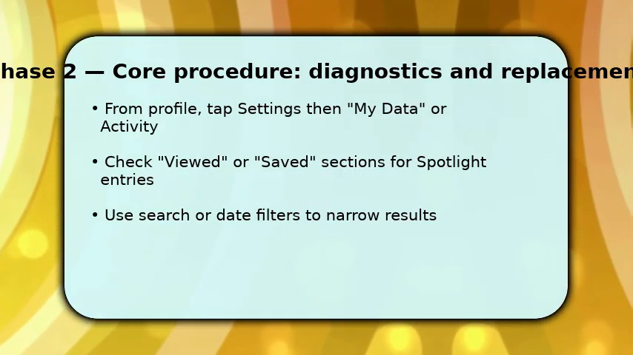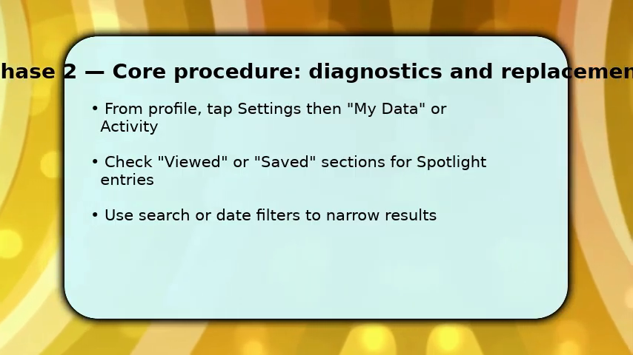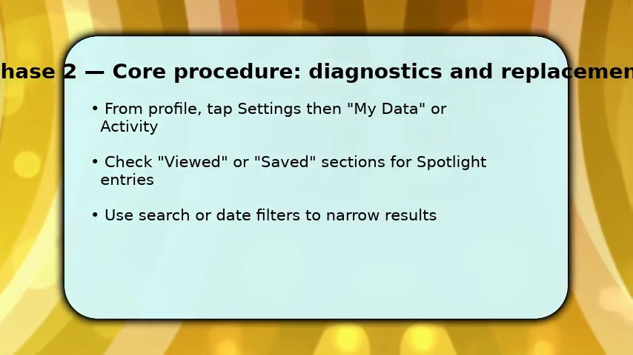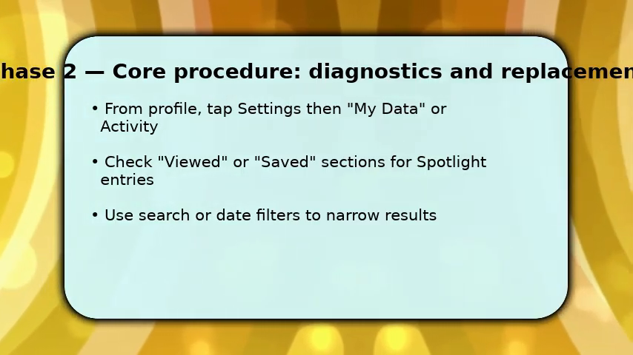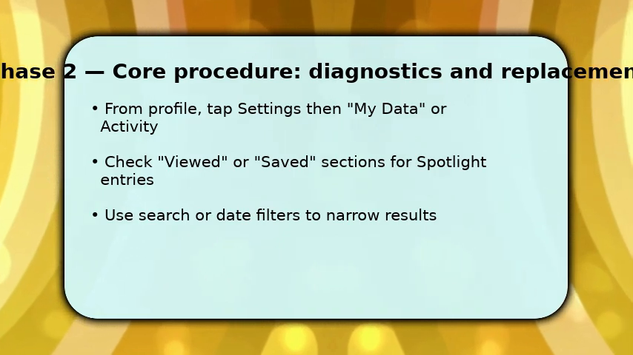If the app shows limited items, request your data export. That reveals fuller history on the web. This step extracts the specific Spotlight interactions you want to inspect.